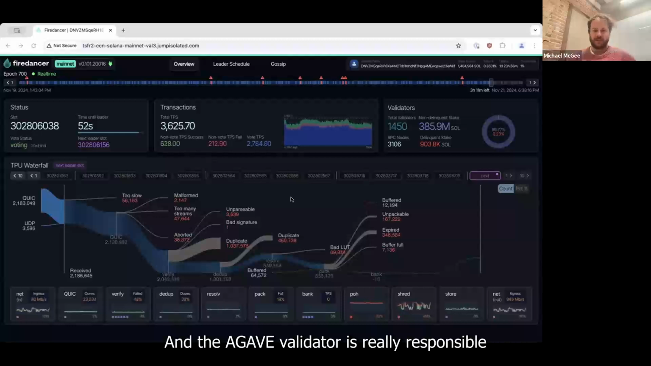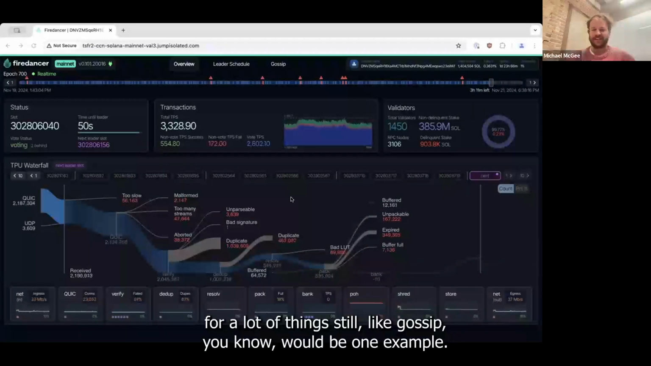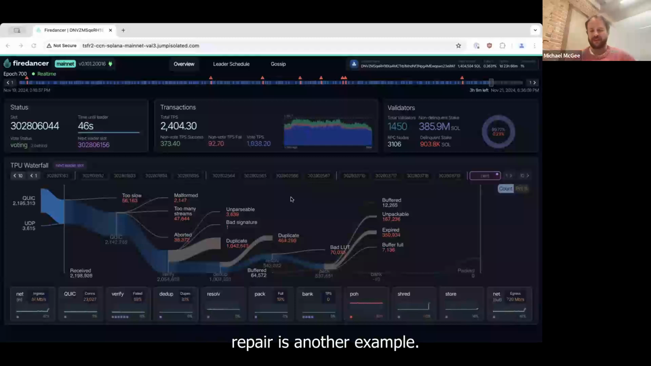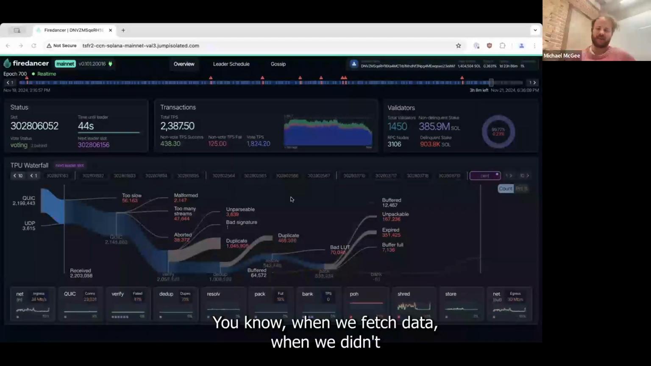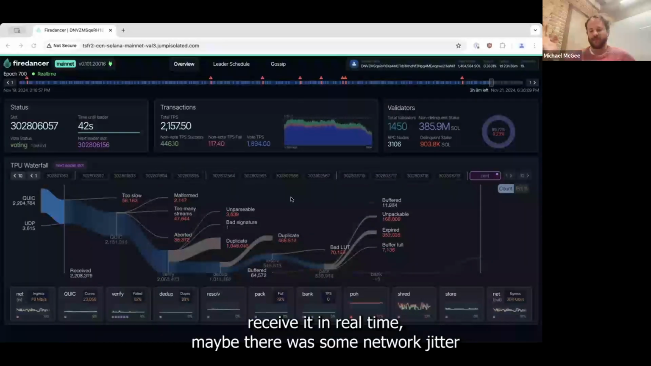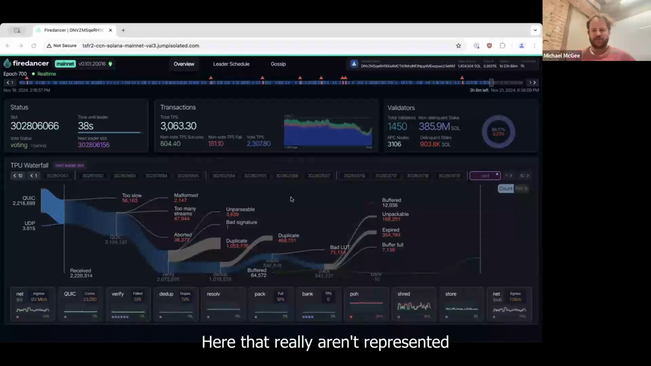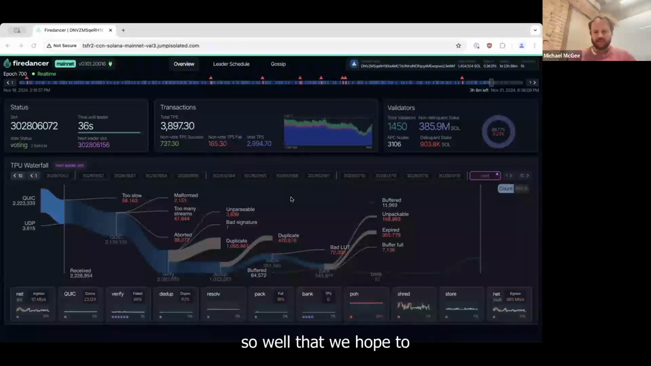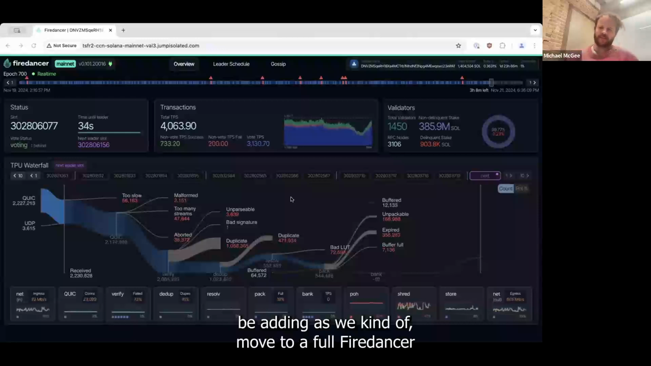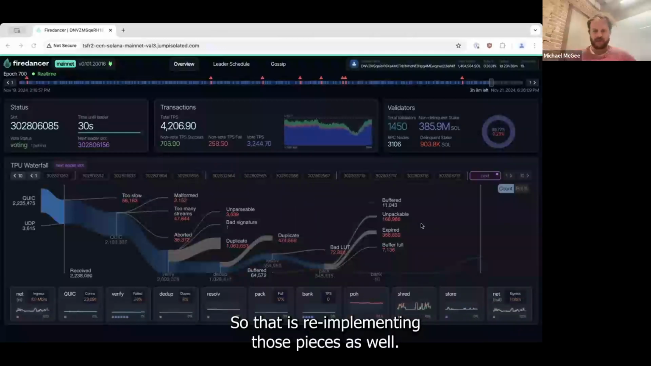And that's because all of that validation still is happening in the Agave components of the validator. So it's a little trickier for us to wire that up and deal with it with this system. And the Agave validator is really responsible for a lot of things still, like gossip, would be one example. Repair is another example, when we fetch data we didn't receive in real time, maybe because of some network jitter. So there's several components here that really aren't represented so well that we hope to be adding as we move to a full Firedancer that is re-implementing those pieces as well.